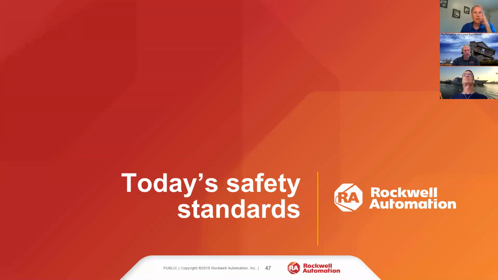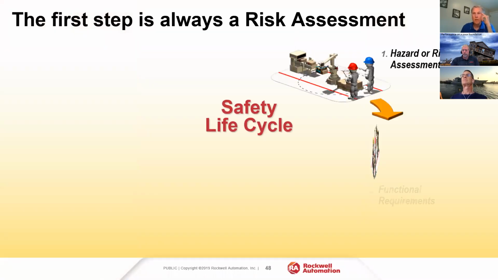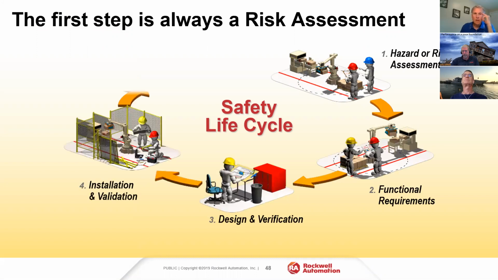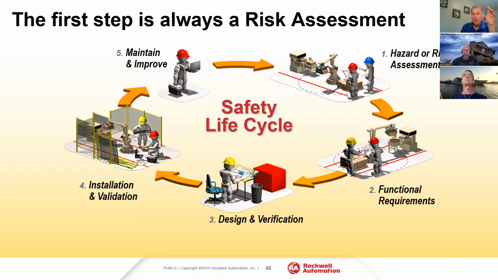Today's safety standards. With a review of yesterday, we're going to start section 2 today. We are going to start looking at our safety life cycle again, remembering that the risk assessment drives us in creating a functional requirement. This is based on what the risk assessment provides for us. And the functional requirement is going to steer us towards the design we need, along with the verification of that design. Again, they all tie together.